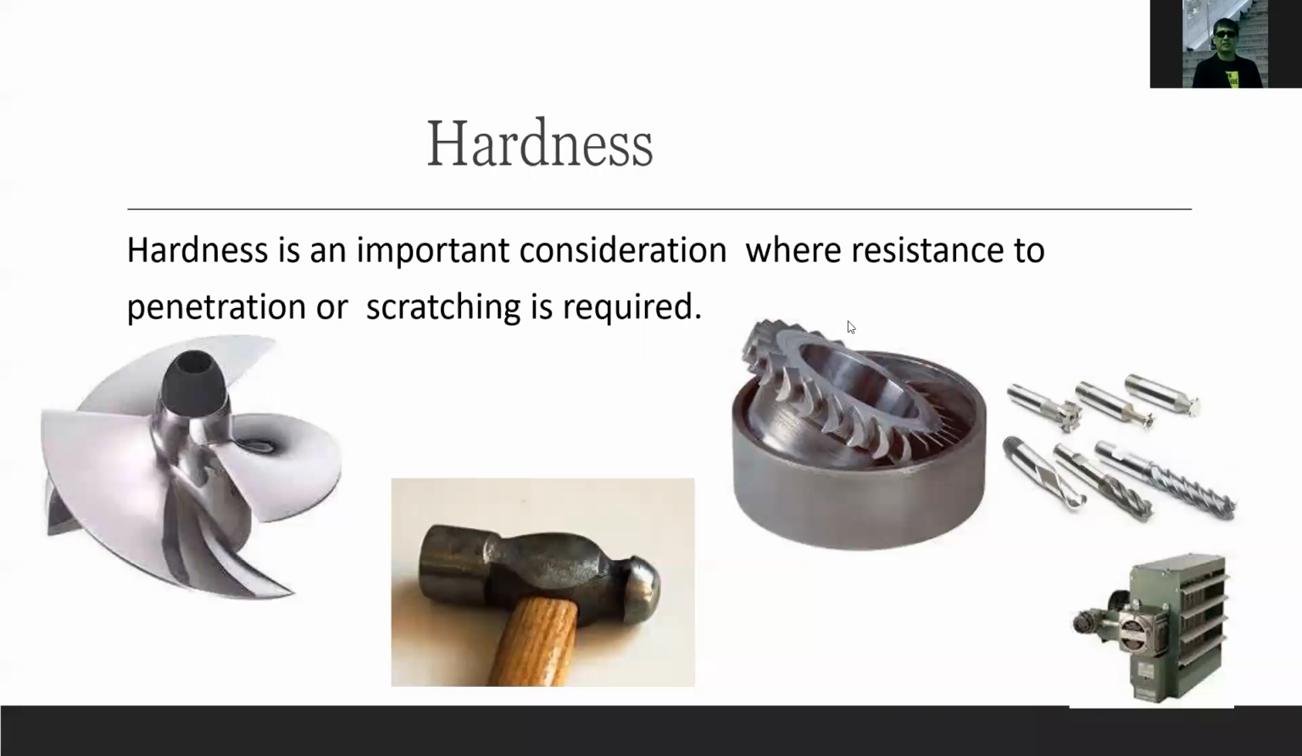So hardness is an important consideration where resistance to penetration or scratching is required. So metal also has the characteristic of hardness. As you can see, they use it for gears, drill bits, for hammers, for fans of motors.